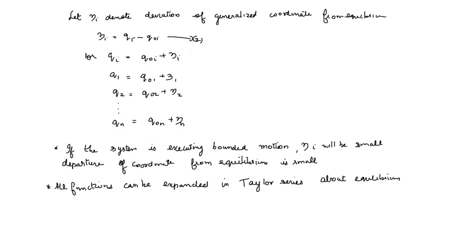For a system executing bounded motion, eta is a very small departure from the equilibrium. In this type of motion, that is small oscillations due to infinitesimal displacement from the equilibrium, all the functions such as potential energy and kinetic energy can be expanded in Taylor series.